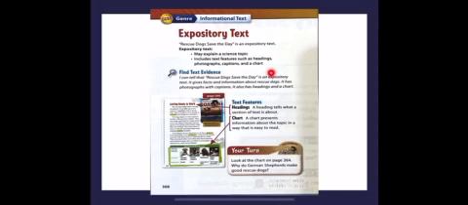Expository text. An expository text may explain a science topic. It includes text features such as headings, photographs, captions, and a chart. Here is an example of a chart, and here's an example of a heading which will tell us what this part of the text will be about. And the chart will present information about the topic in a way that is easy to read.